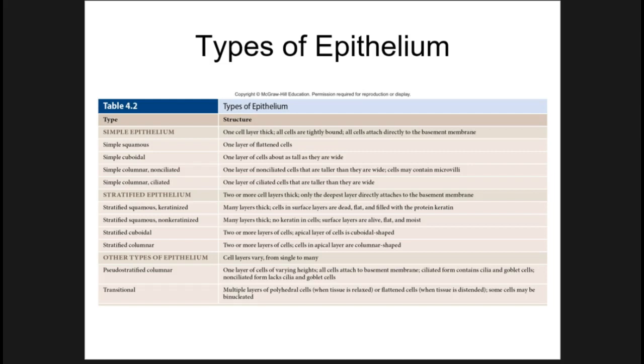Okay. So here are all of your options for types of epithelium. Simple squamous epithelium, just 1 layer of very flat cells. Simple cuboidal, 1 layer of cells that are as tall as they are wide. For simple columnar, you also have a specialized option. It can be ciliated or non-ciliated. What are cilia?